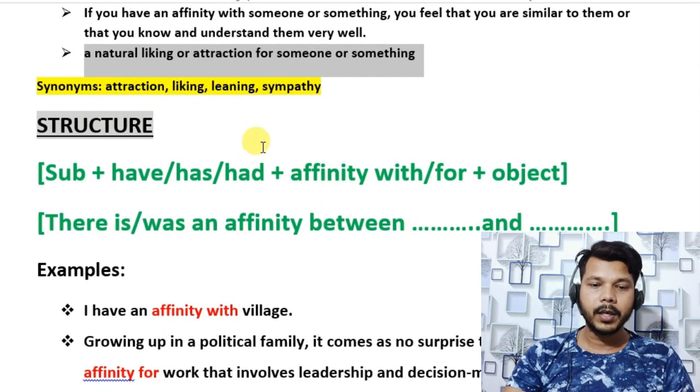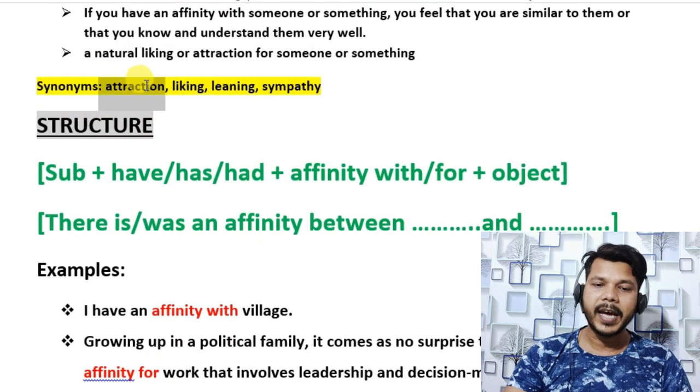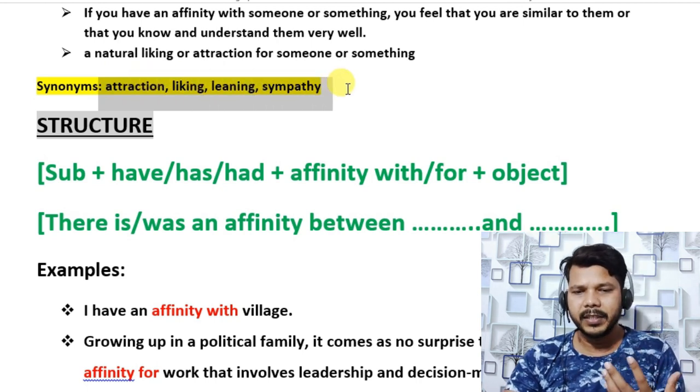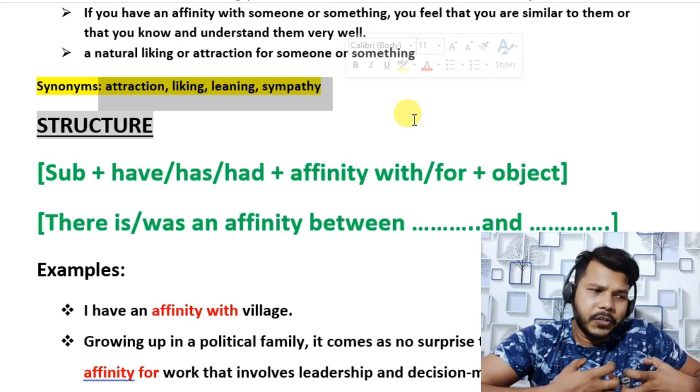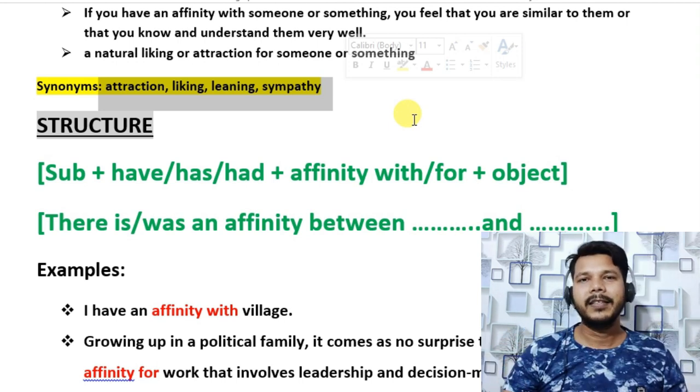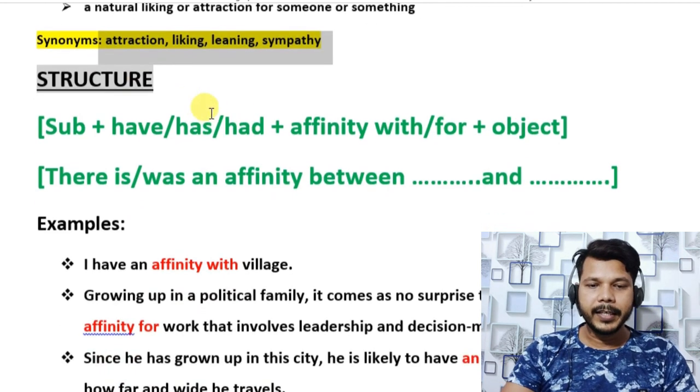If I talk about the synonyms, affinity means attraction, liking, leaning, sympathy. You're getting drawn towards something. Getting drawn means you're just getting drawn. That is affinity. Let's talk about the structure.